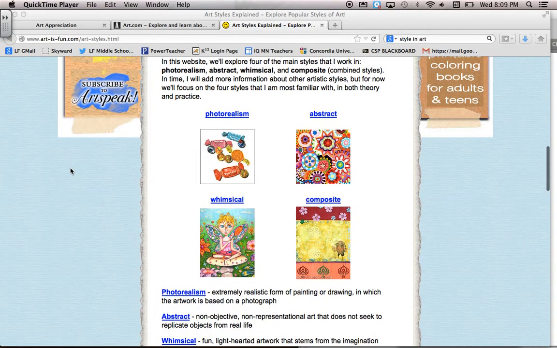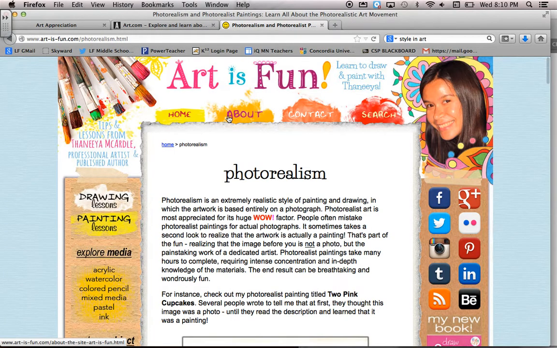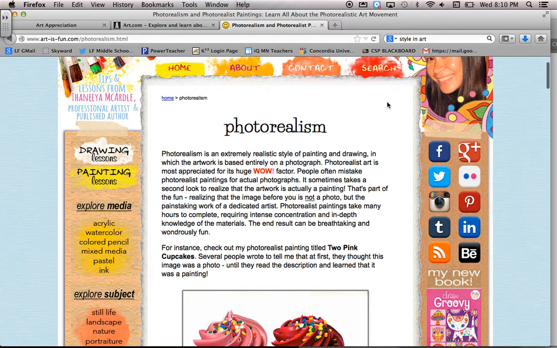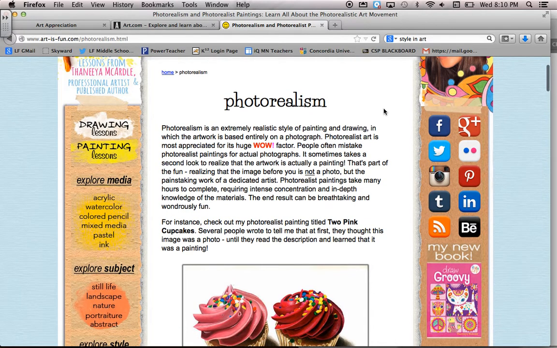So if we take a look at some styles that we know about today, you can take a look at photorealism. If we click on that and take a look, photorealism is an extremely realistic style of painting and drawing in which the artwork is based entirely from a photo. So what the artist is trying to do is recreate a photo, what it actually looks like, on another type of canvas.